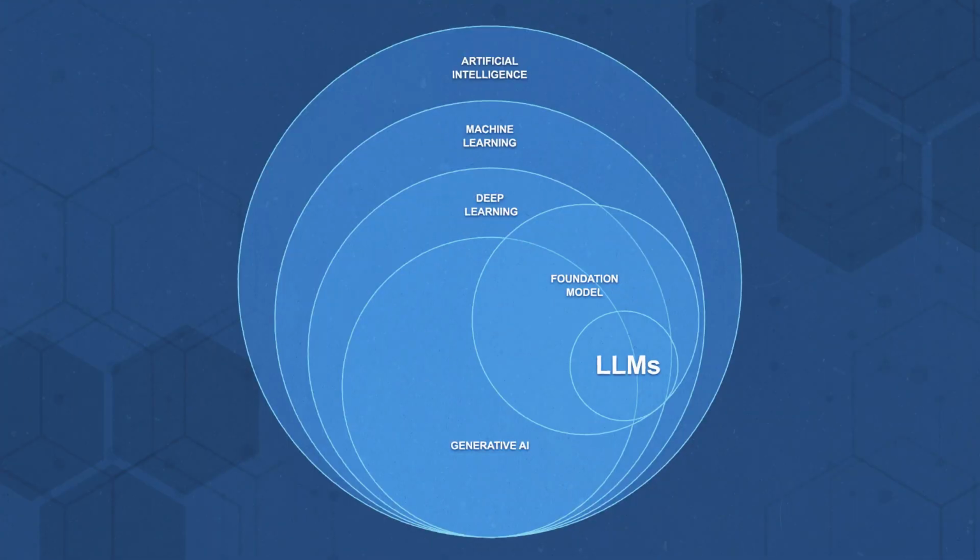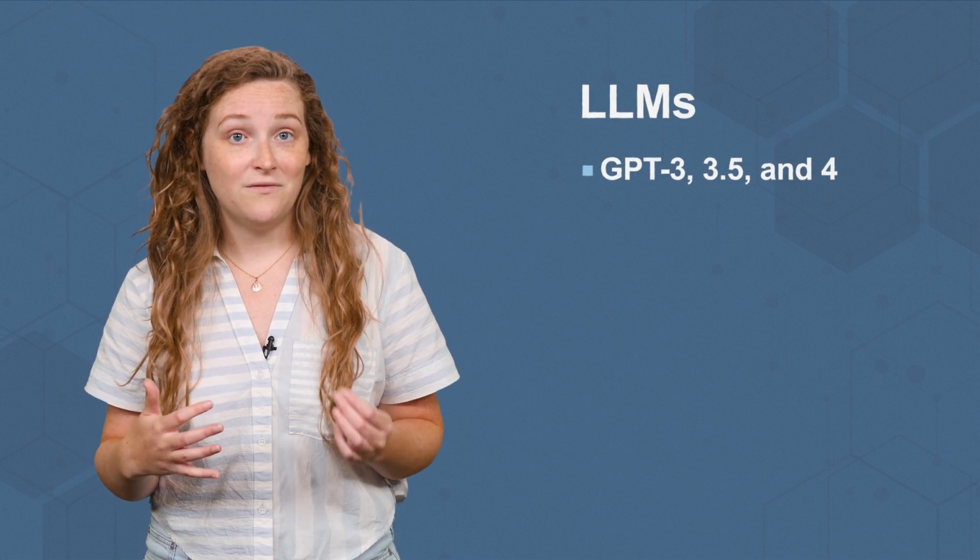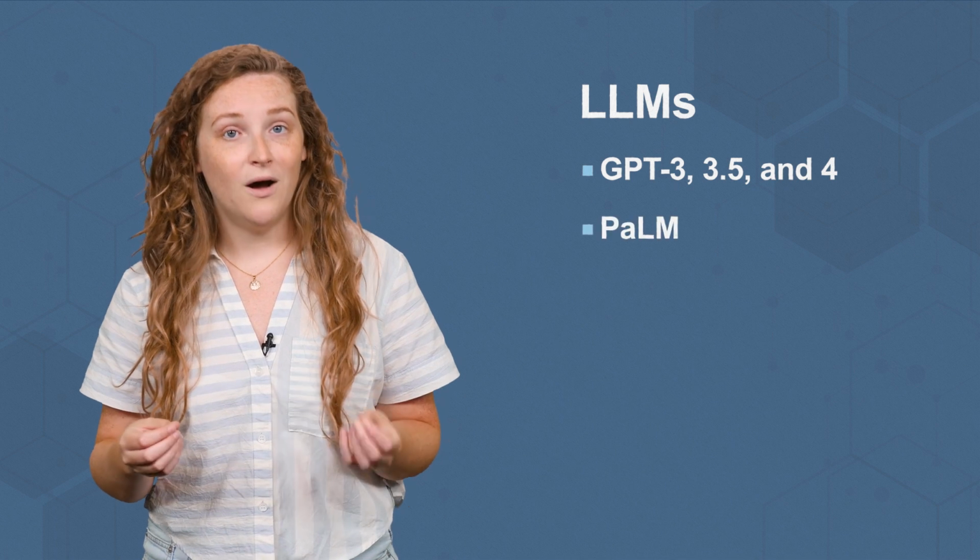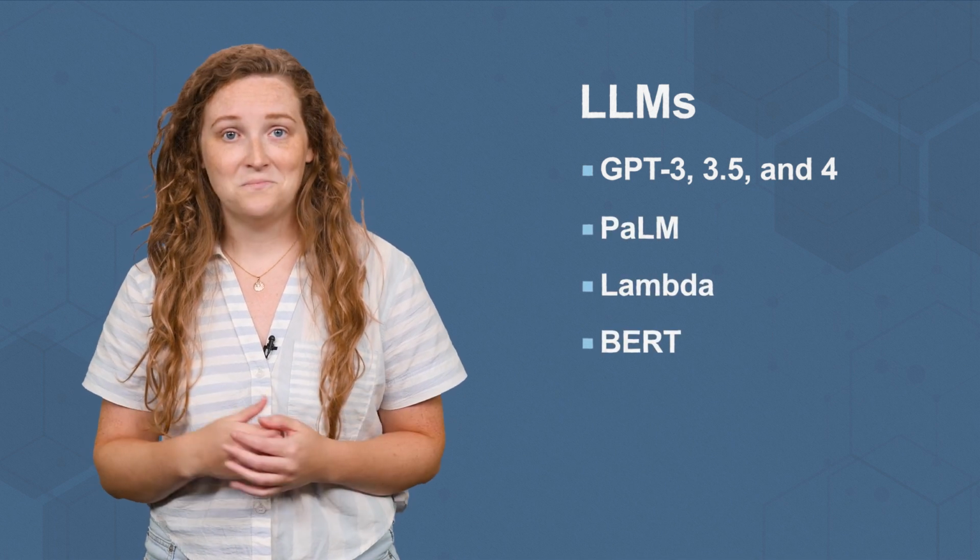Which brings us to large language models, or LLMs, a class of foundation model that typically uses a transformer architecture. LLMs are trained on vast amounts of text data and can serve as a base for specific applications such as understanding, summarizing, and generating text-based content. Examples of LLMs include GPT-3, 3.5, and 4, PaLM, Lambda, and BERT.